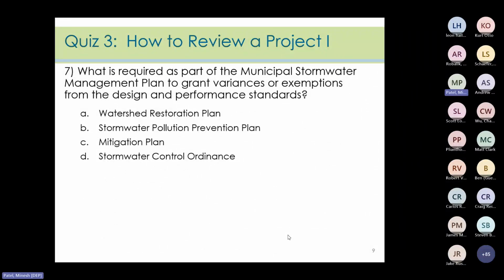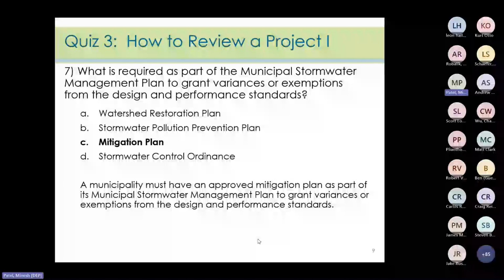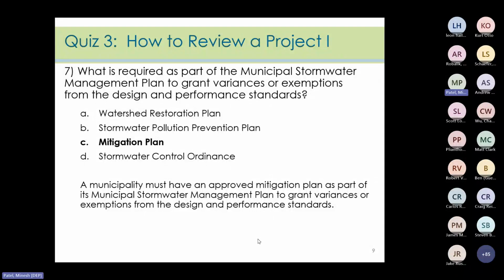Question 7, what is required as part of the municipal stormwater management plan to grant variances or exemptions from the design and performance standards? And the answer here is C, it's a mitigation plan. A municipality must have an approved mitigation plan as part of its municipal stormwater management plan to grant variances or exemptions from the design and performance standards. We will revisit variances in Module 4 on Thursday, so keep that in mind.